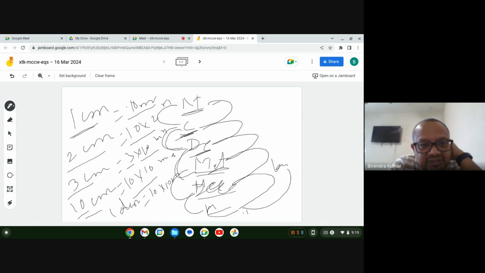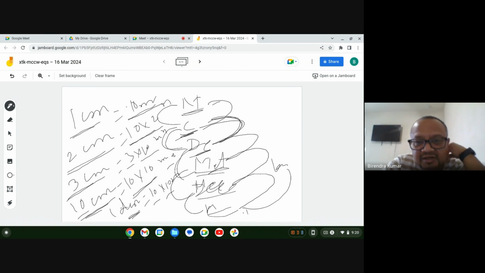So I just picked up 1 centimeter, that is 10 millimeter. If I take 2 centimeter, that is 2 into 10 millimeter, that is 20, but I'm not worrying about that right now. 3 centimeter gives me 3 into 10 millimeter. 10 centimeter gives me 10 into 10 millimeter. And I also know that 10 centimeter is equal to 1 decimeter. So 1 decimeter is equal to 10 into 10 millimeter.